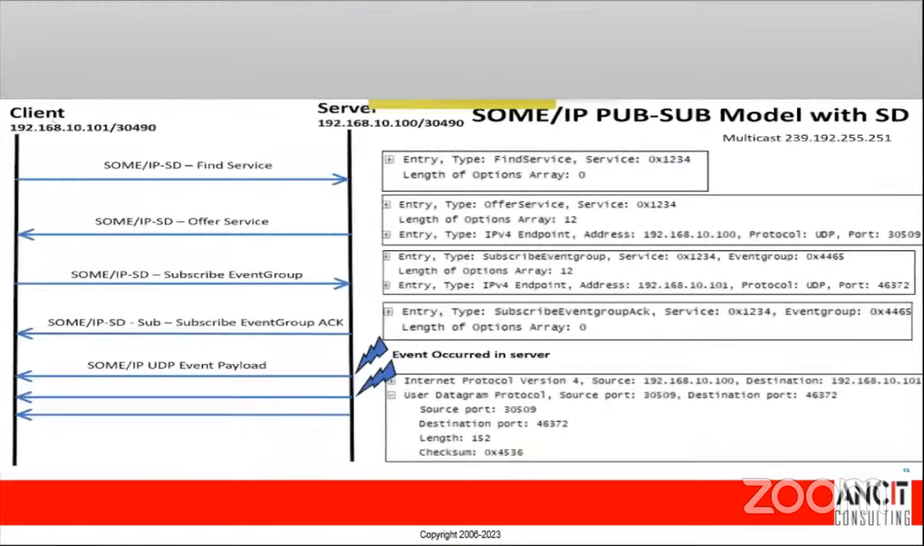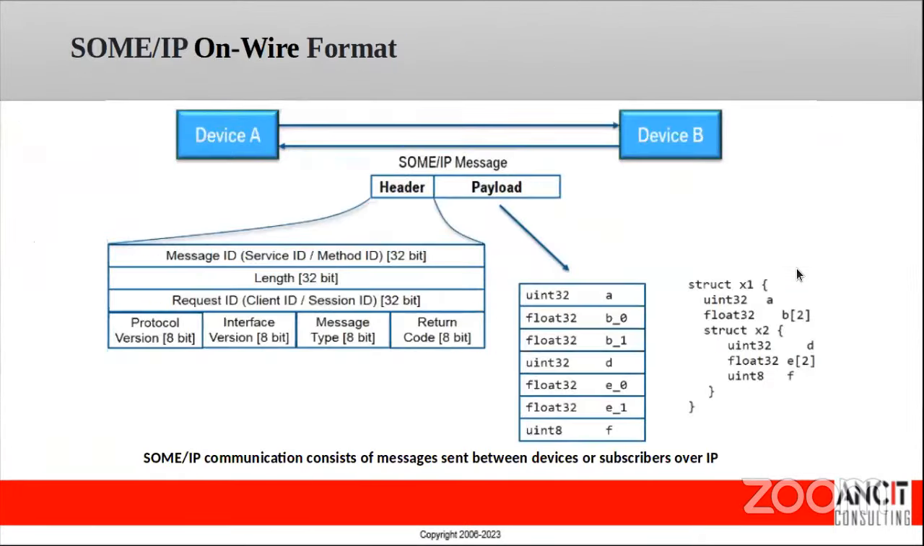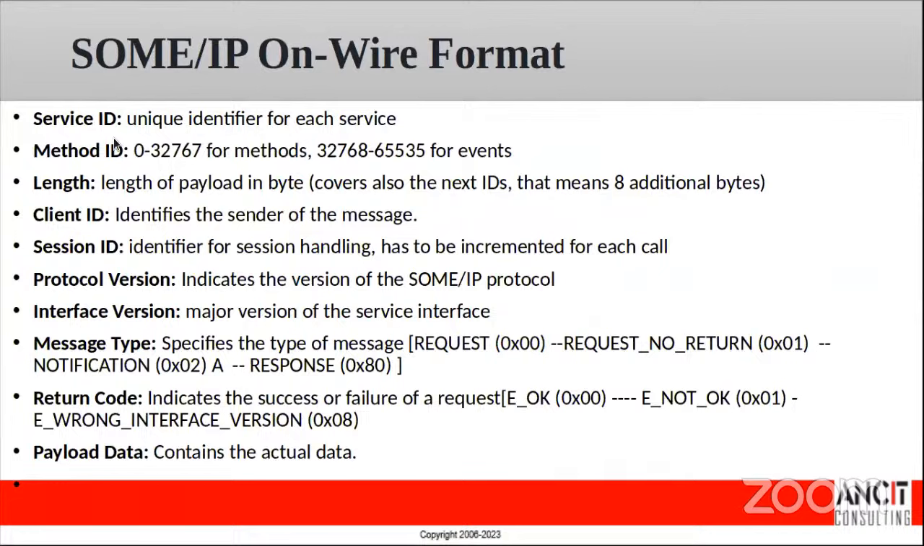Here you can see 3509. Sorry, this is not, 4465. This is the event ID. For a method we have a value called value from range. We have some range for method and event. I'm going to declare that an event has some ID from the range between 32,768 to 65,535. In the range 0 to 32,767, this is the method.